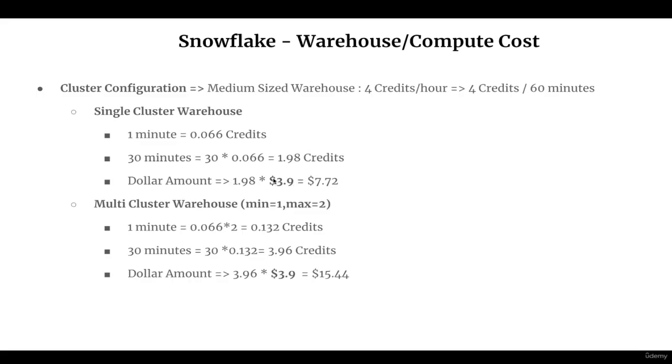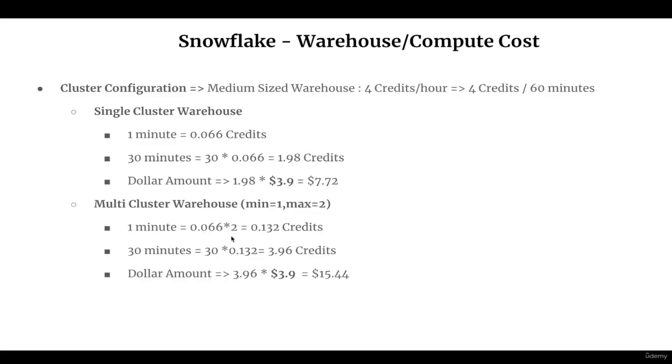This is the cost per credit, if you remember, which is equal to $7.72. So had you created a single cluster warehouse and you ran it for 30 minutes, you'd be spending $7.72. Now consider our scenario, we created a multi-cluster warehouse, right? The minimum cluster was 1, the max cluster was 2. It's the same. 1 minute is going to be 0.066 credits.